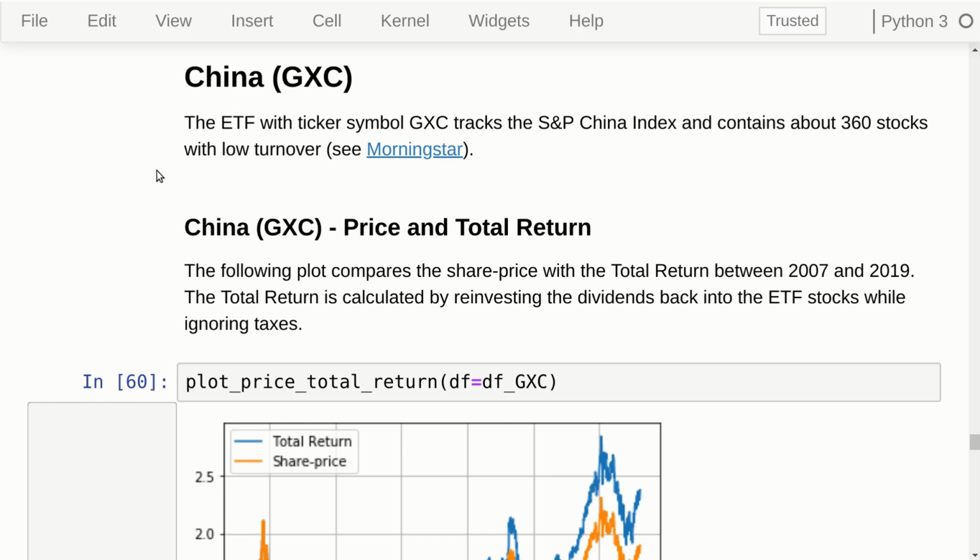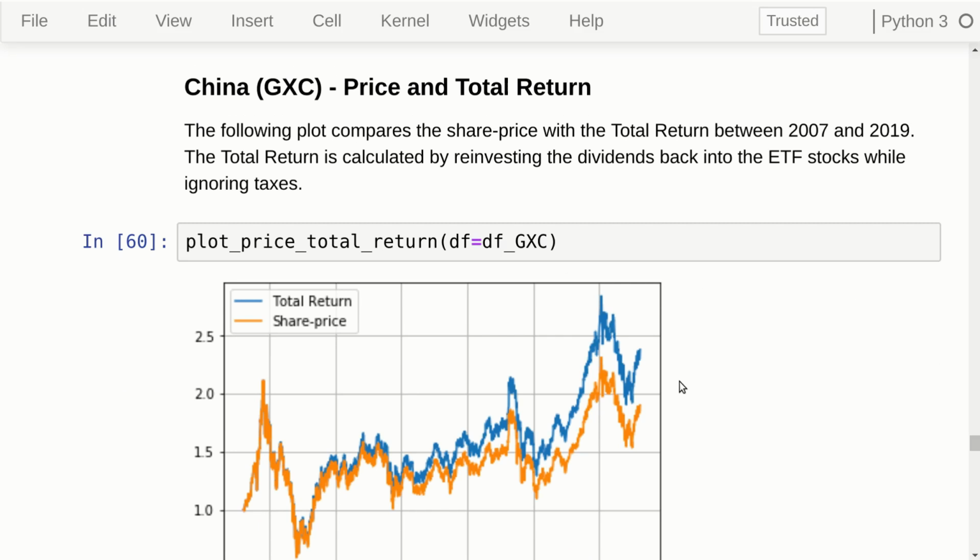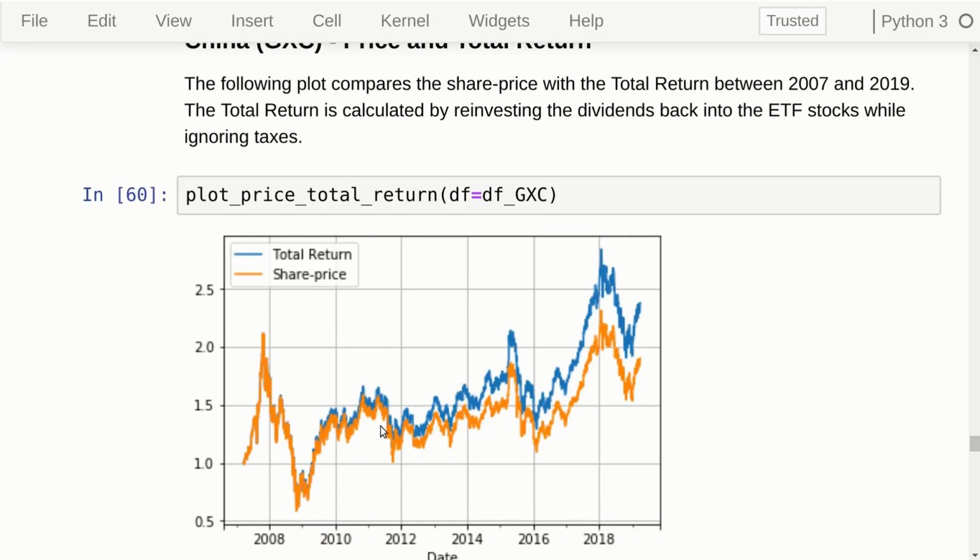So let's try and look at a stock index for China. And this is tracked by the ETF with the ticker symbol GXC. And it contains about 360 stocks and has a very low turnover of these stocks. And we can start by looking at the price and total return, which is shown in this plot here between 2007 and 2019. So this is an even shorter data period than we had for the other stock indices. And again, the yellow line is the share price, and the blue line is the total return when we are reinvesting the dividends without having to pay any taxes.